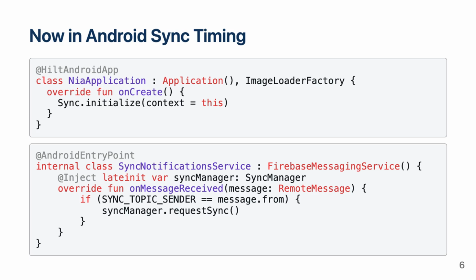Let's take a look at the synchronization timing of Now in Android in the actual code. There are two synchronization timings. The first is when the app is launched. Synchronization is performed in the onCreate method of the Nia application class, which inherits from the Application class. The other synchronization timing is when a Firebase push notification is received.